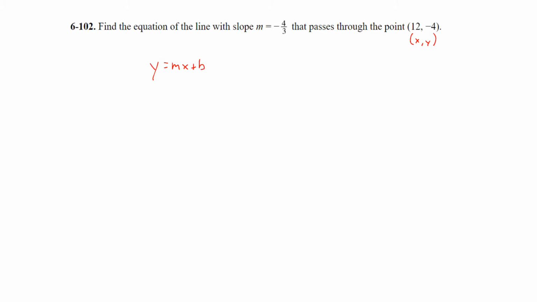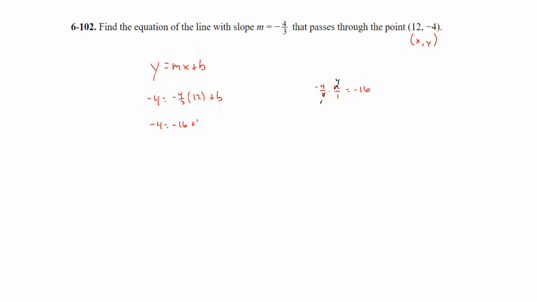So we have a point and a slope. Y is negative 4. Your slope is negative 4/3 times x of 12, and then plus b. So negative 4/3 times 12. Remember, 12 is a fraction. It's 12 over 1, so you could either multiply straight across, or you can cancel. So 3 goes into 3 once, 3 goes into 12 4 times. So therefore that leaves me with negative 16.